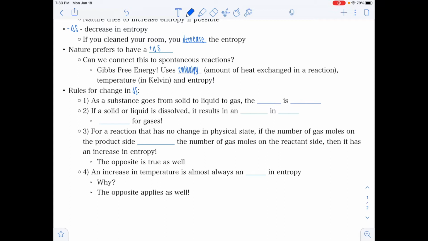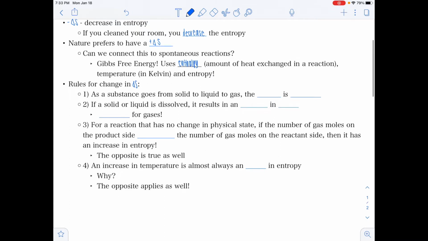So the first one, as a substance goes from a solid to a liquid to a gas, the change in entropy is positive. So the entropy increases. And I think we can kind of logically explain this, right? Because if you're going from a solid to a liquid to a gas, the particles are moving more and more. Like in a solid, they barely move. In a liquid, they're kind of moving around each other. And in a gas, they're whizzing around. So there's more and more movement, and this increase in movement is accompanied with an increase in disorder, right? So it kind of makes sense that our entropy is positive.